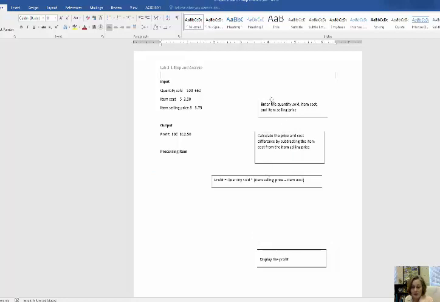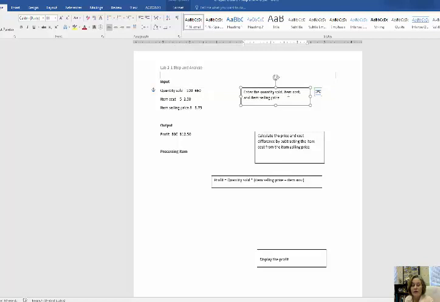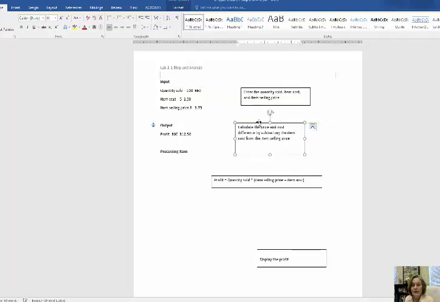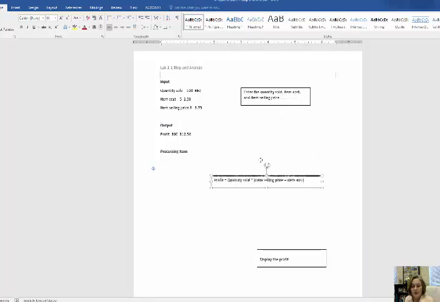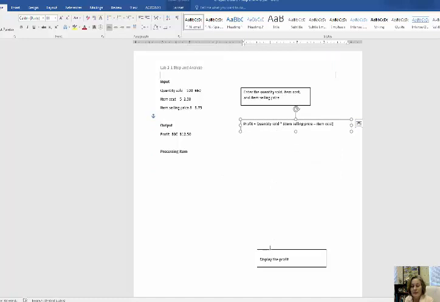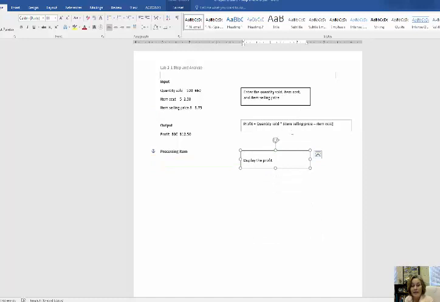So now what you have is a neat little program where they enter quantity sold, item cost, and item selling price. And you're not going to need that box because you're just going to do this one calculate statement to determine the profit. Profit is the quantity sold times the item selling price minus the item cost.